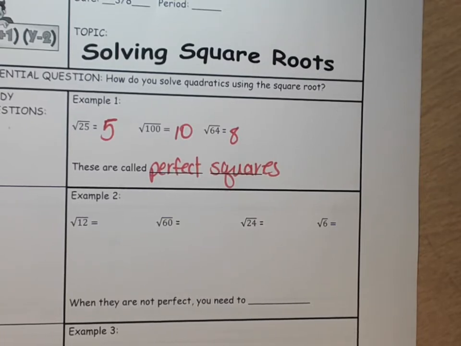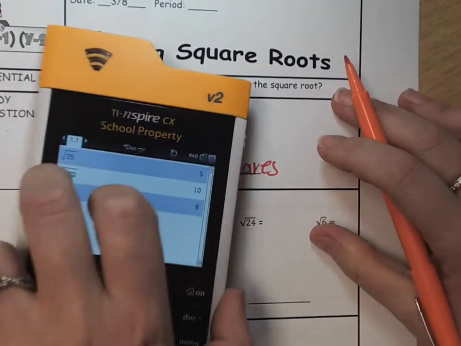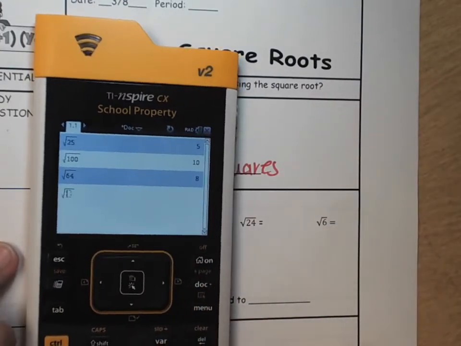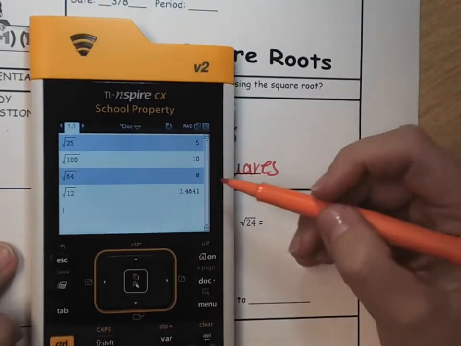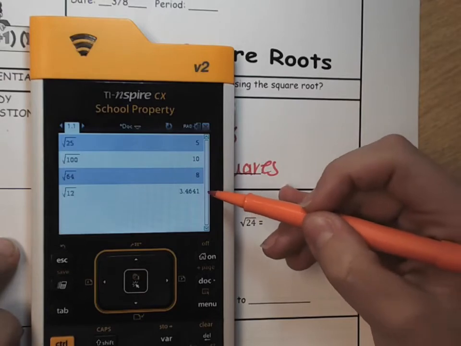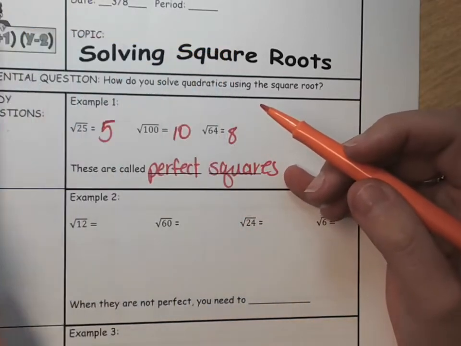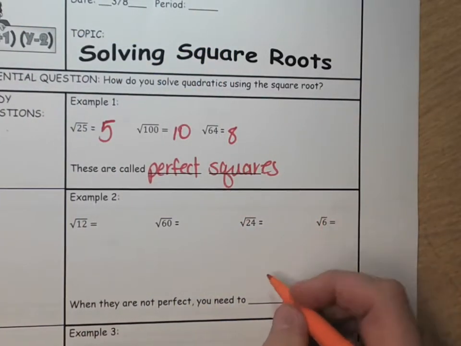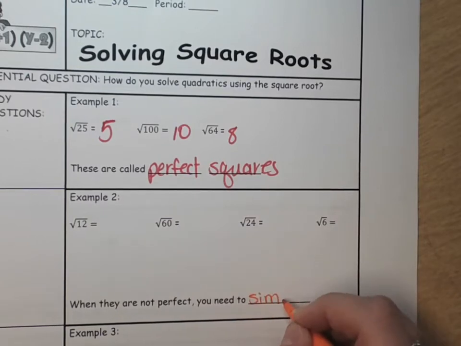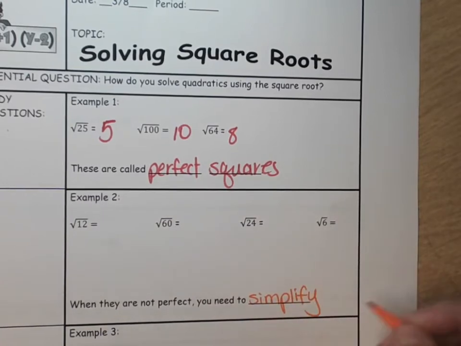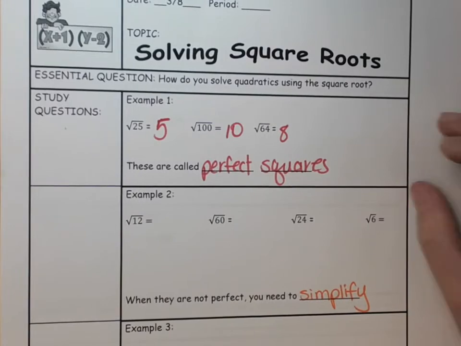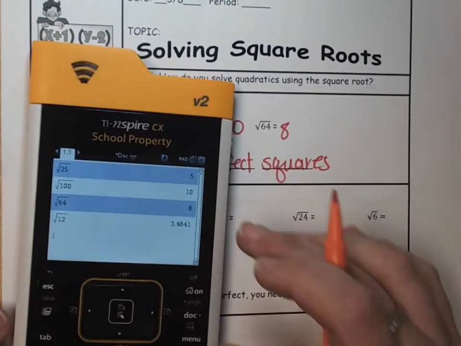Let's look at example 2. Now if I do the square root of 12, this is not a perfect square because it gives me a decimal. So when they are not perfect, you need to simplify. How do we simplify? We have to factor that 12.